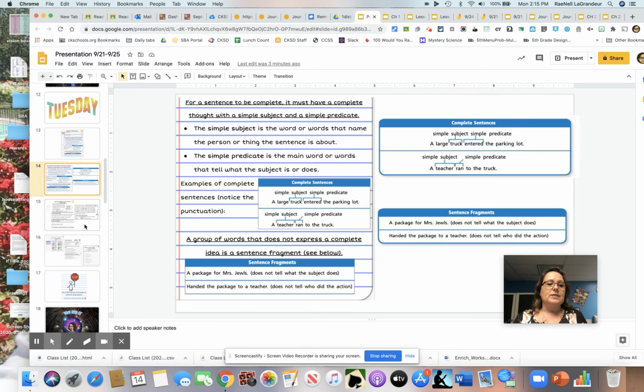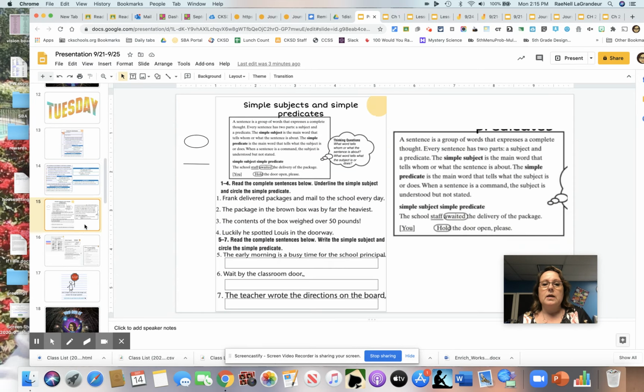So let's work on this just a little bit more. Here in your journal, you're going to find that you have a practice page. We're going to do this together. So I'm going to go ahead, always read this box. I've blown it up over here so I can see it better. So it says, a sentence is a group of words that expresses a complete thought. Every sentence has two parts, a subject and a predicate. The simple subject is the main word that tells who or what the sentence is about. The simple predicate is the main word that tells what the subject does.